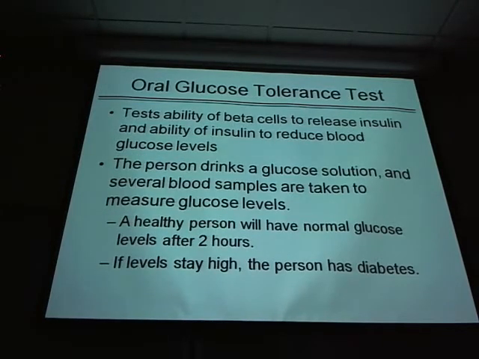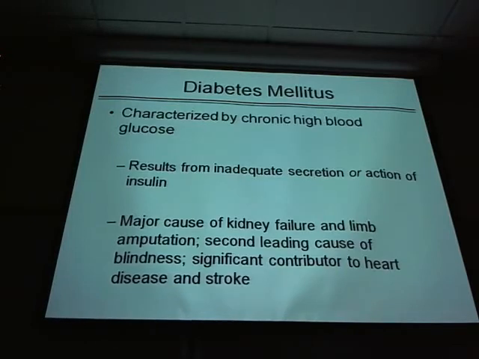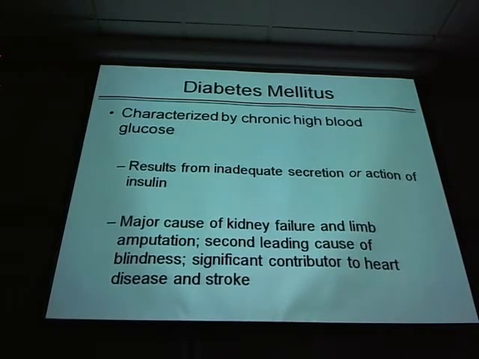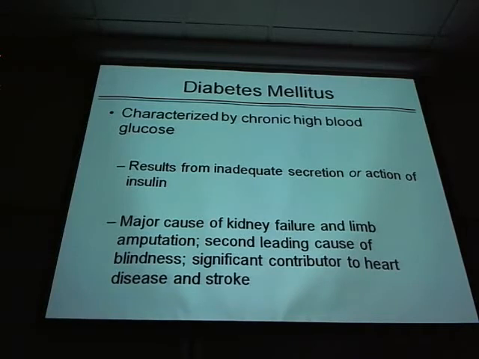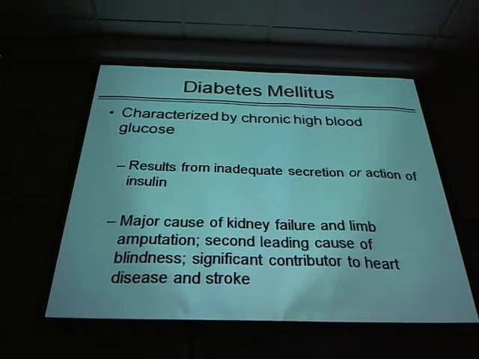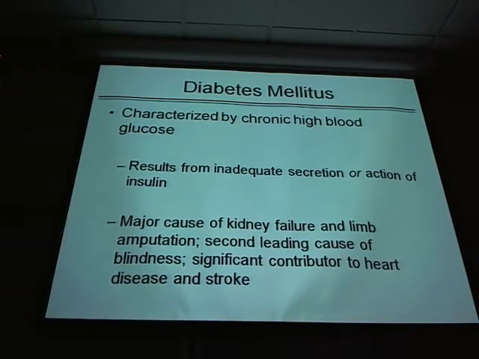We don't need to know GIP and GLIP. Glucose tolerance test, nope. Diabetes mellitus, yes. Chronic high glucose, inadequate secretion or action of insulin. If you're overweight, part of the problem is the insulin doesn't work. Doesn't mean it's not being secreted. You become insulin resistant, excuse me. You've got the insulin, it just doesn't work. That's inhibited by the fat cells, the PG something, PGA. Diabetes, miserable, major cause of kidney failure, limb amputation, blindness, heart disease, stroke.